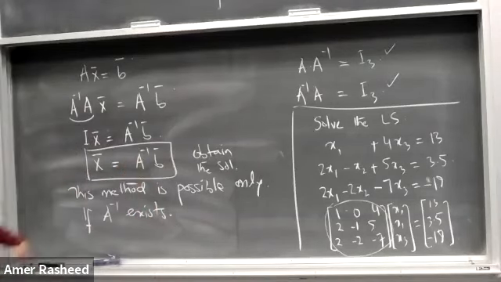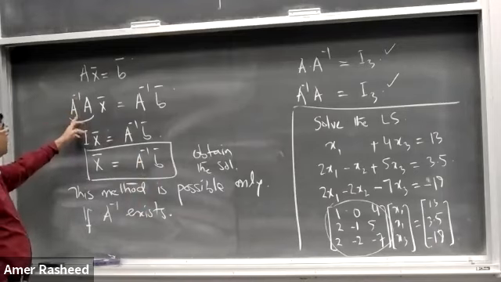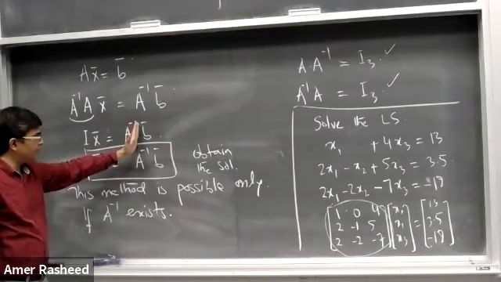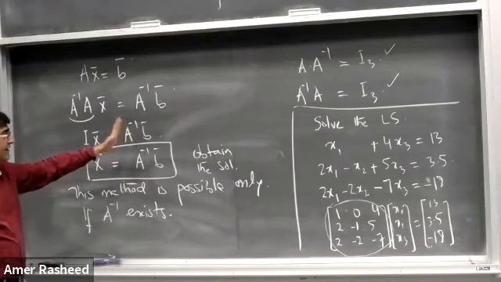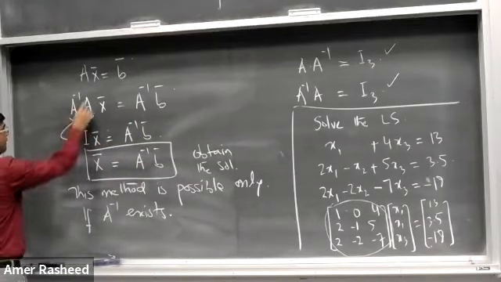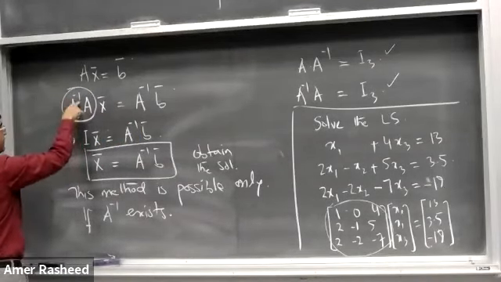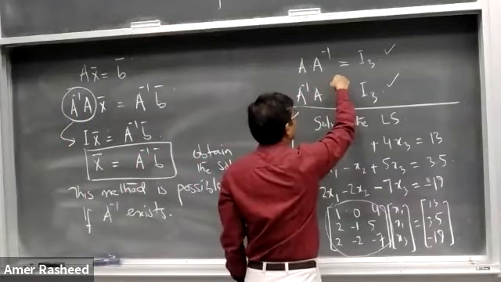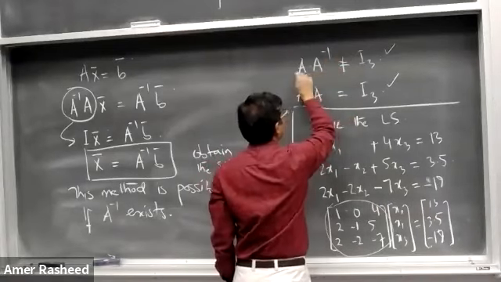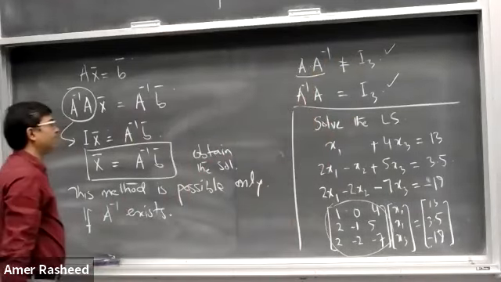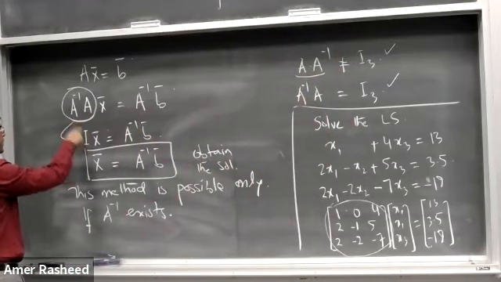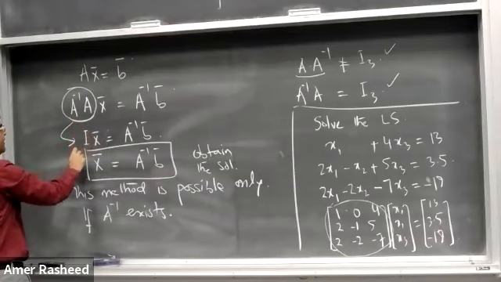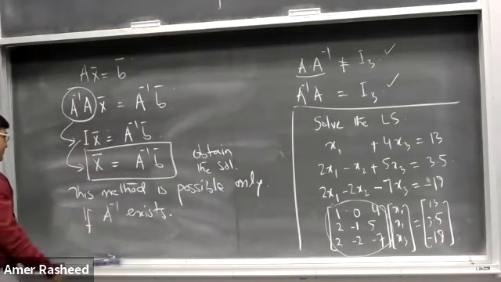Otherwise, you cannot convert or transform this matrix. You cannot bring this matrix on the other side. This is possible only when A inverse exists, then we can write A inverse times A as the identity matrix. If A inverse does not exist, then this is not true. If A inverse exists, then this is true. We can write here A inverse times A is identity, and identity times any vector or matrix gives us the same vector or matrix.